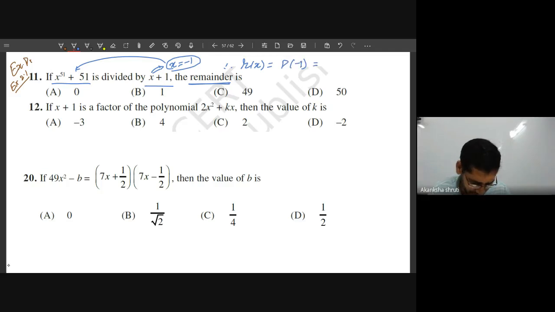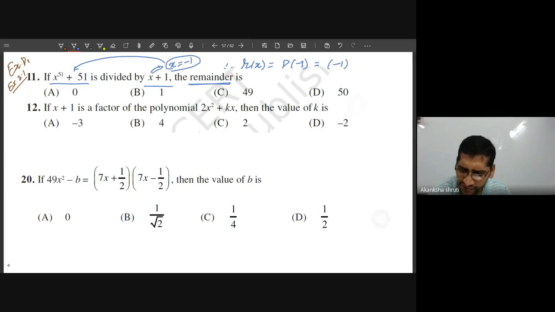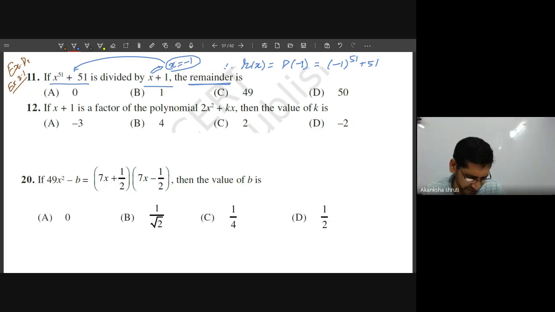So this p(x) is x to the power 51. So it becomes (-1) to the power of 51 plus 51. Students, now keep in mind, the power here is 51.